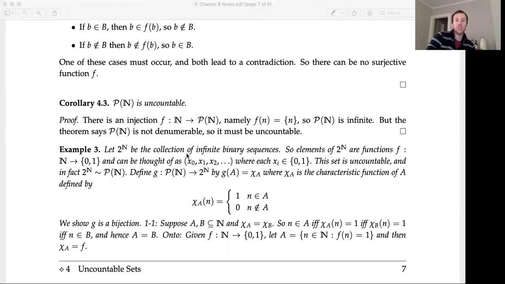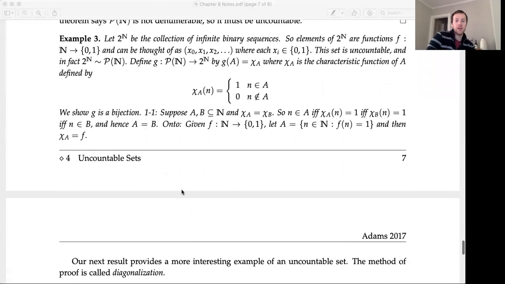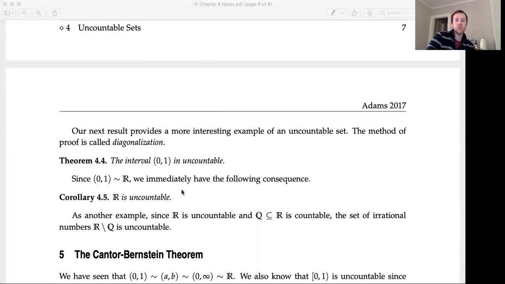If you take the collection of all infinite binary sequences, so these are sequences infinitely long that are only made up of zeros and ones, you can show that this is equinumerous to the power set of n. So this is another uncountable set. A proof which is really interesting, but we don't have time for it, is that the interval 0, 1 is also uncountable. So that means that all of those intervals of real numbers are uncountable sets.